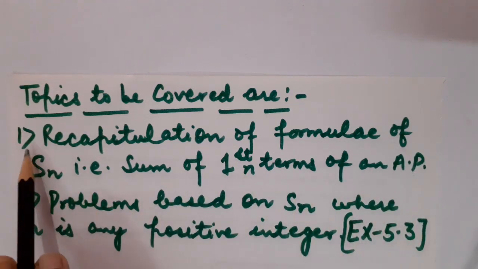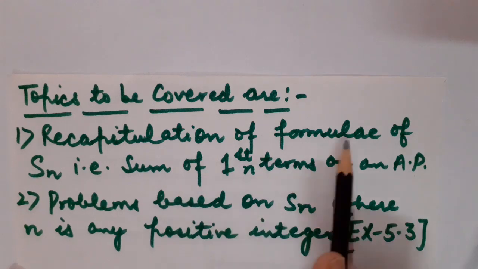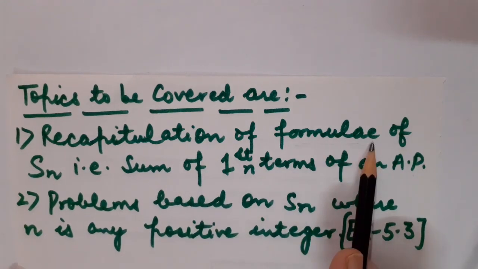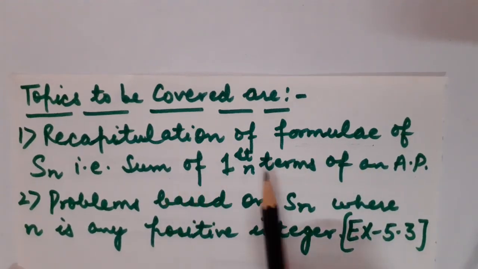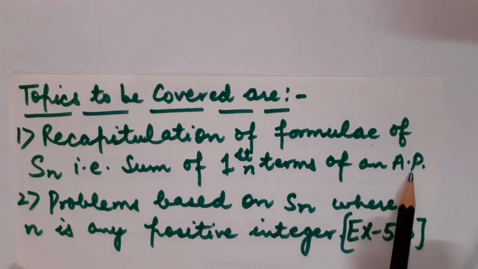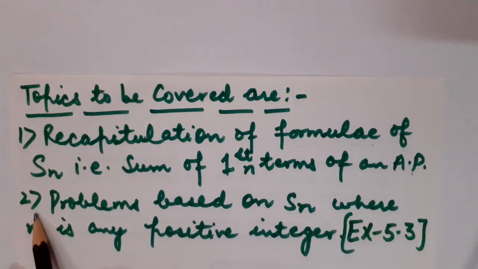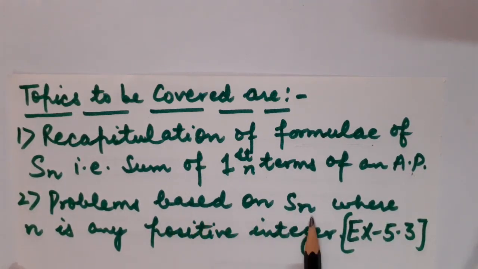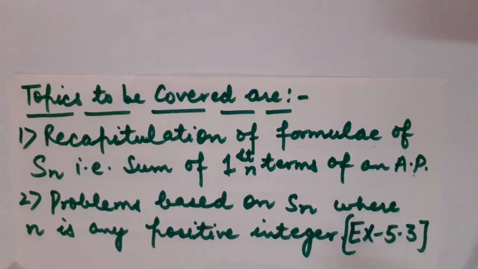So today, first of all, I am going to make you recall the formulae. Two formulae were there based on the sum of first n terms of AP, that I am going to make you recall. And secondly, we will be doing some more problems based on Sn, where n is any positive integer. And the content, children, I am going to take from exercise 5.3.